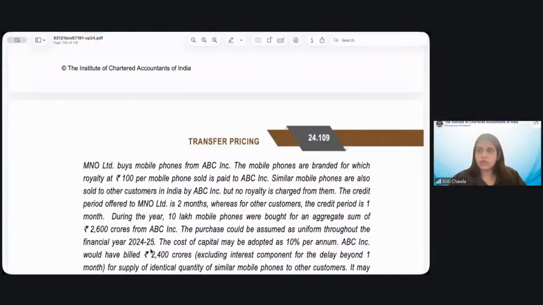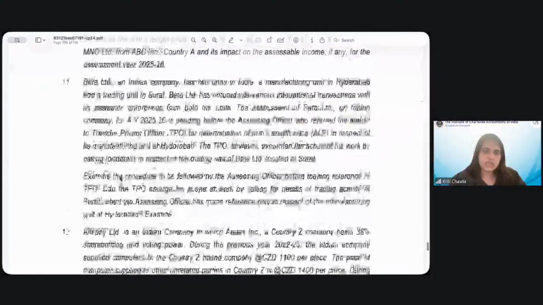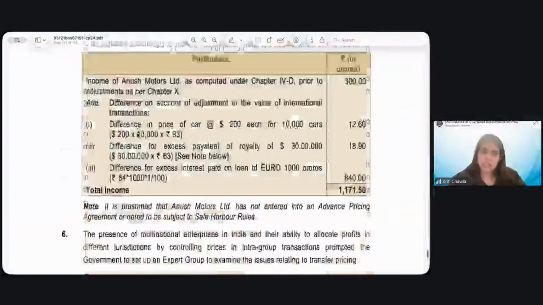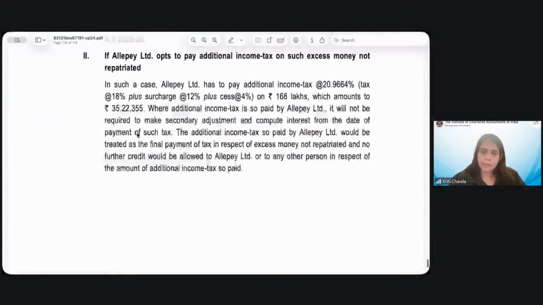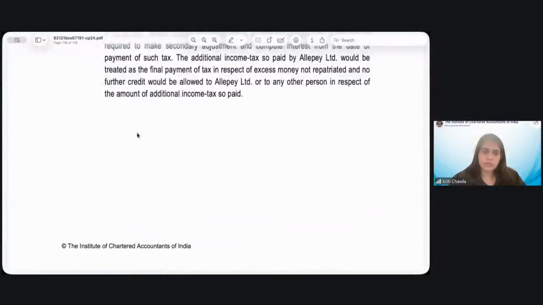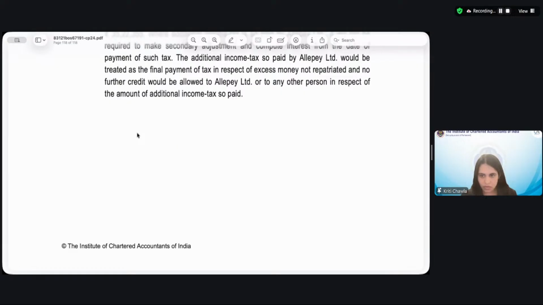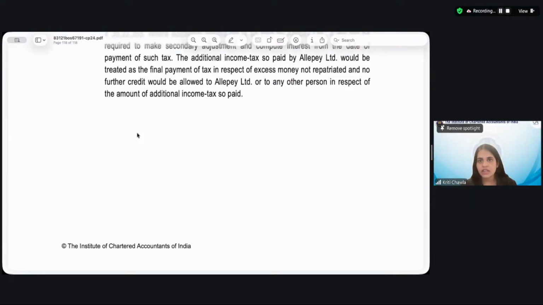Aparna ma'am, do you want me to cover anything else? I think you have covered 94B also and 92CE also, with the illustrations. You have made them revise the provisions thoroughly, and it's a very important chapter because transfer pricing carries a minimum of 6 to 12 marks questions, and it's one of the important practice areas for chartered accountants. And hopefully, Kriti ma'am, you have already covered it in detail.